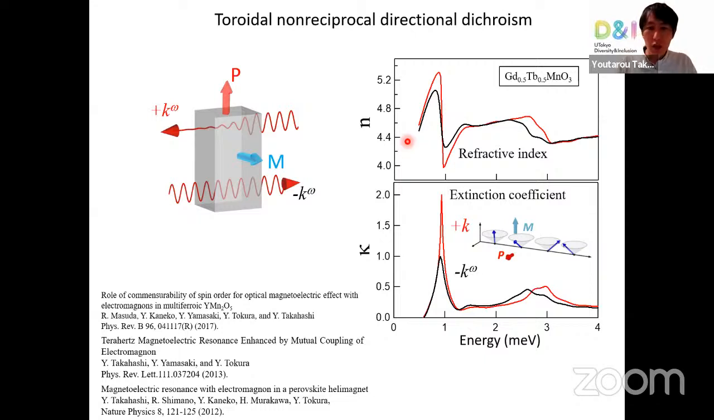These are the optical spectra of a perovskite manganite. We observe non-reciprocal directional dichroism. This means this is an optical diode effect. The optical absorption strongly depends on the momentum of the photon. With a sign change of the momentum of the photon, the optical response changes. We observe large directional dichroism in this spin structure.